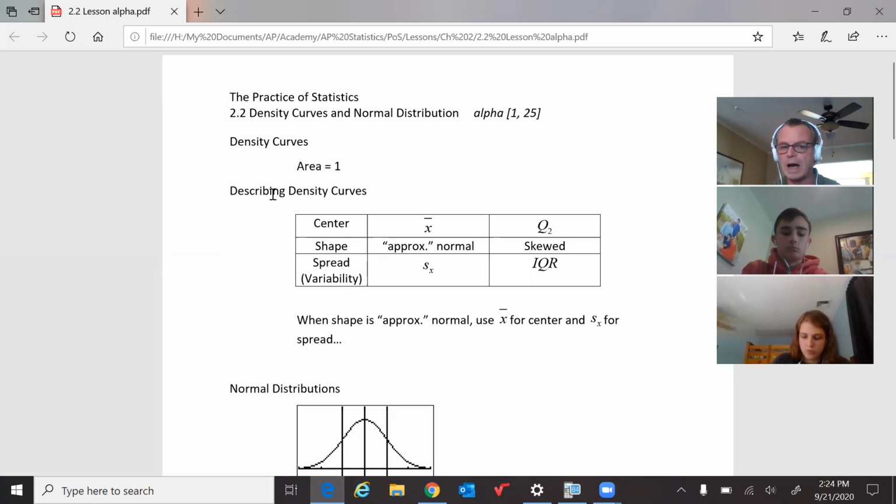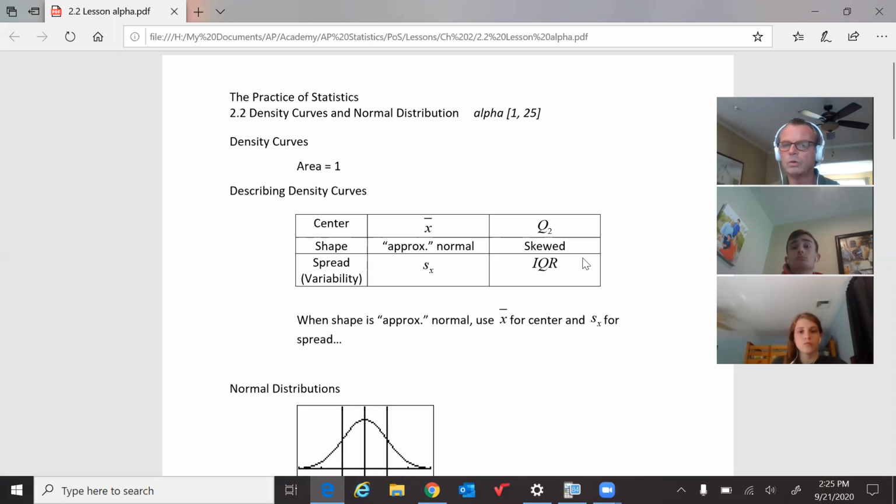And then, describing a density curve, remember, describe is the prompt: center, shape, and spread. If the density curve is approximately normal, then we use the mean for the center and the standard deviation for the spread. Spread, variability are all synonyms, okay? If the shape is skewed, we would use the median for the center and the IQR for the spread.